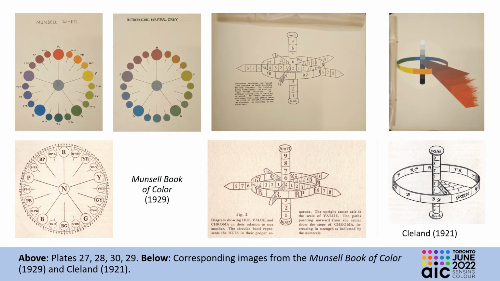These images from plates 27 to 30 seem to derive from the text introduction to the Munsell Book of Colour of 1929 and probably from Cleland.